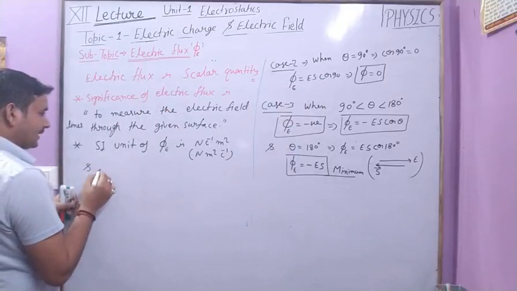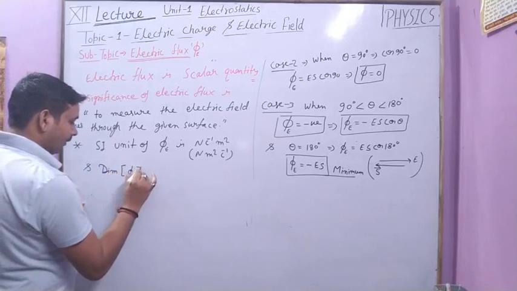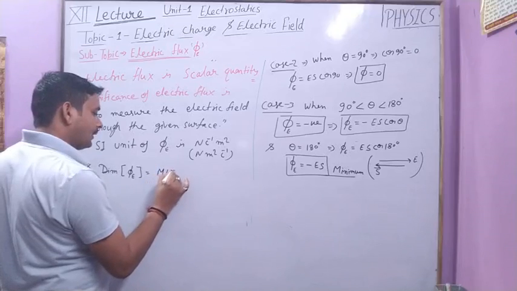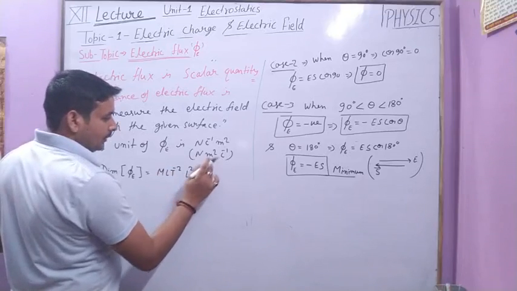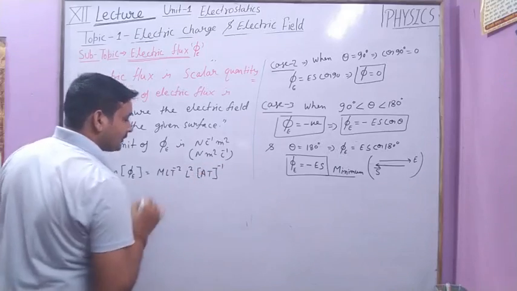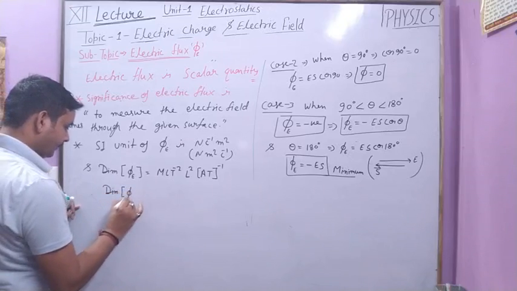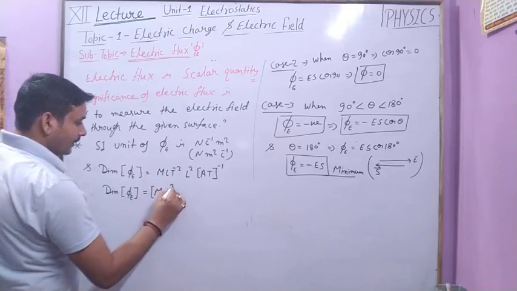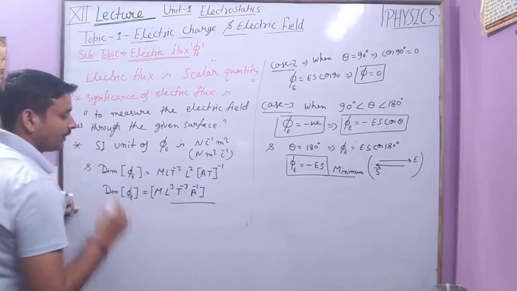And the dimensional formula, the dimension of flux: Newton means dimension of force, MLT minus 2, times L squared, divided by A T, which is A minus 1 T minus 1. So you get the dimension of electric flux as ML3 T minus 3 A minus 1.